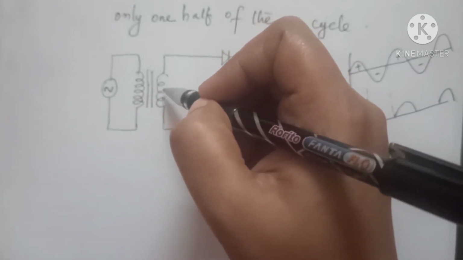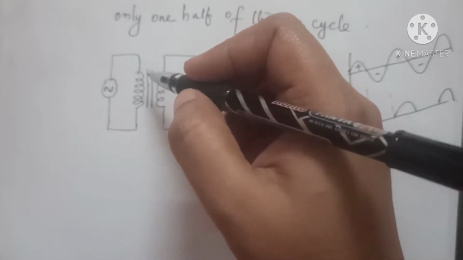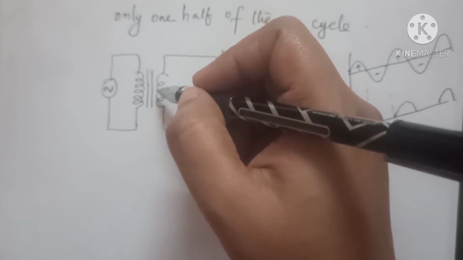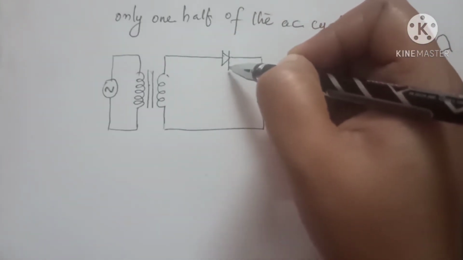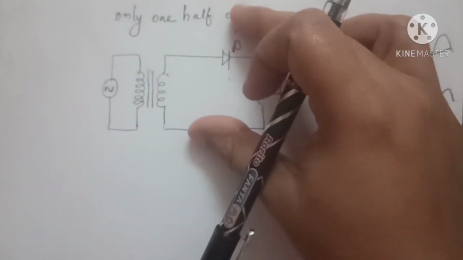The secondary of the transformer will be induced. That means an induced AC voltage will develop across the secondary, and it is applied to the diode. Let the diode be D. So it is applied to the diode.